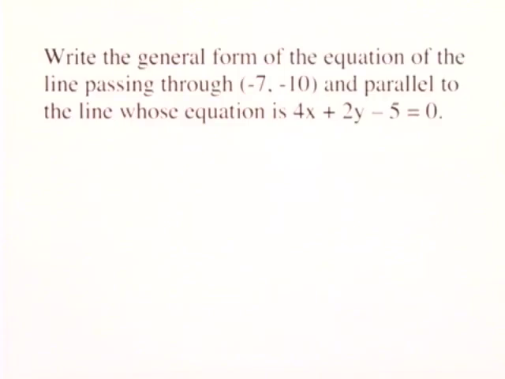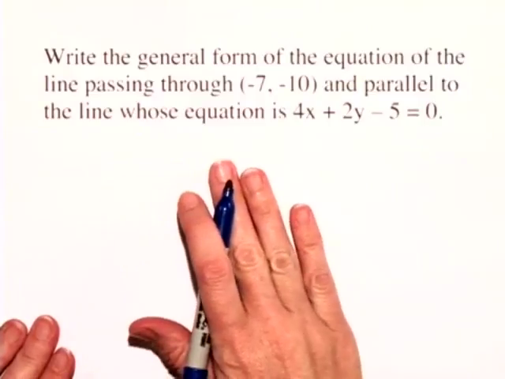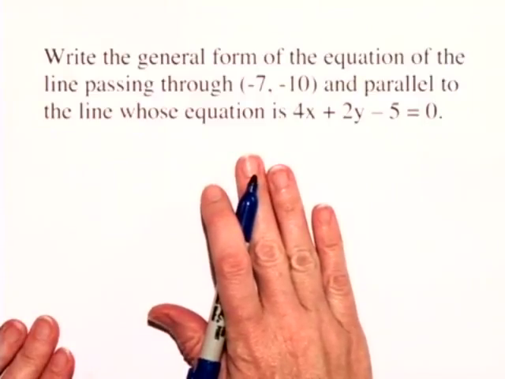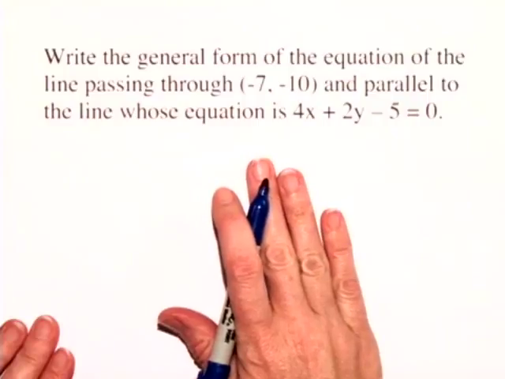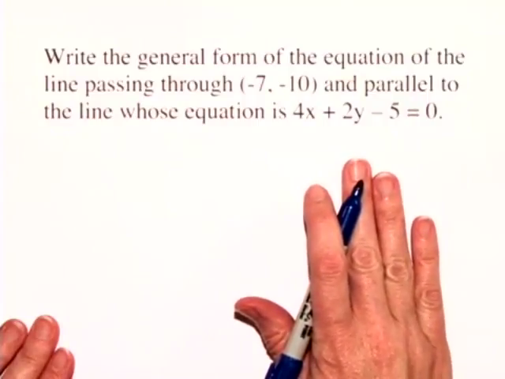In this example, we're asked to use the given conditions to write the general form of a linear equation. So, we want to write the general form of the equation of the line passing through (-7, -10) and parallel to the line whose equation is 4x + 2y - 5 = 0.